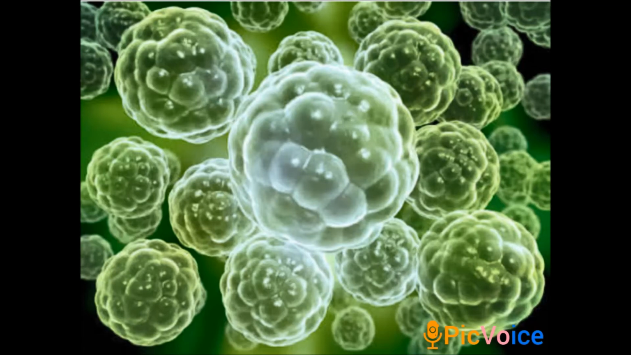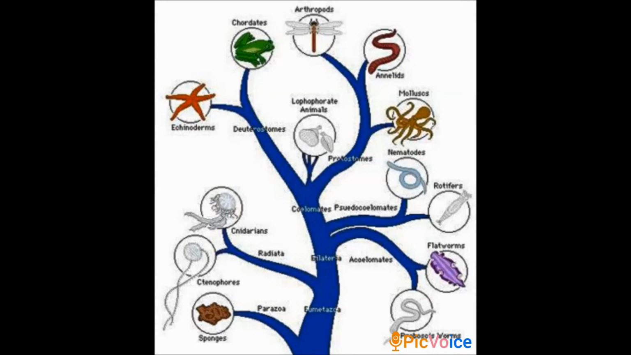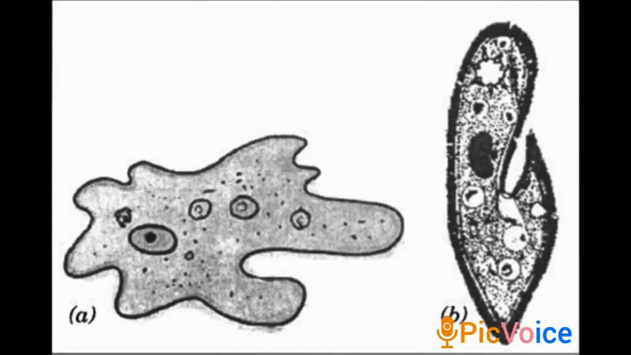Okay, and in a small organism the number of cells is less, but it doesn't affect the functioning of the organism. So this is about the multicellular organisms. Here are some examples of multicellular organisms. Next we are going to learn about the unicellular organism.